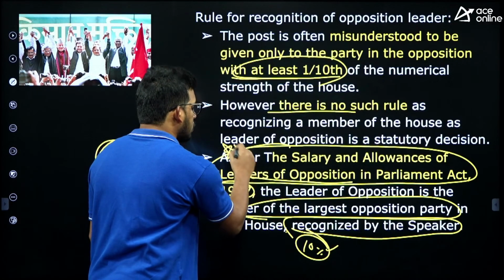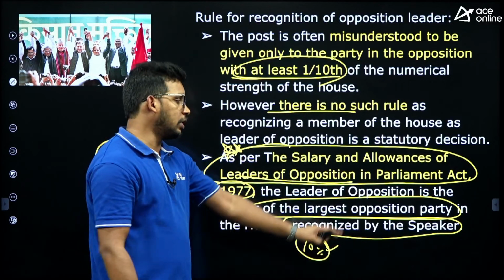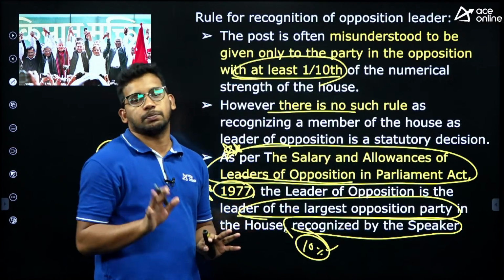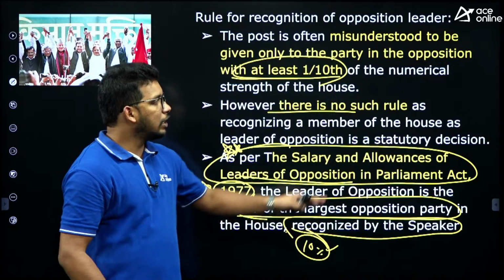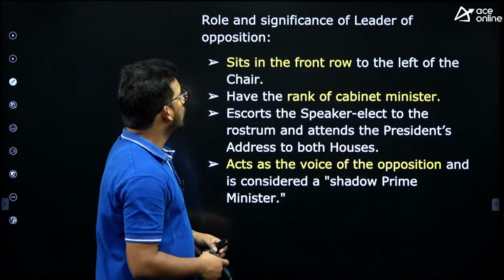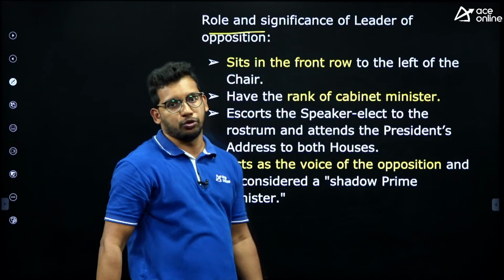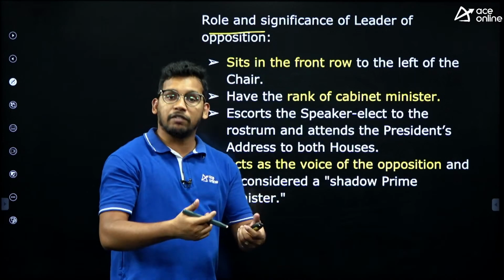This is the one which actually talks about the leader of opposition. There is no 10% rule at all. It is just about giving it to the largest party in the opposition, right? So this is the condition. Now, what is the role and significance? What is the status of the leader of opposition, right? Why is that very, very important?